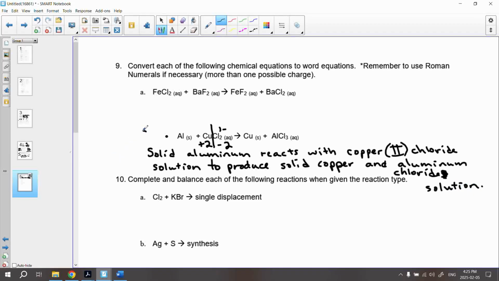And just for the grand finale, that is, again, a single displacement because the aluminum and the copper switched places.